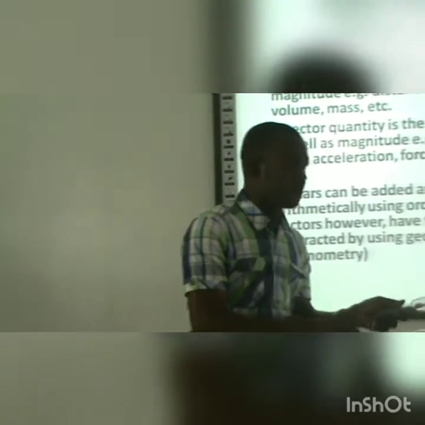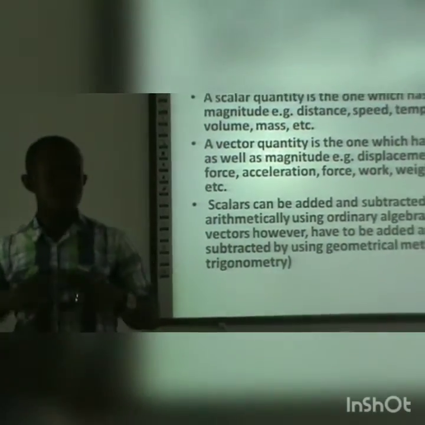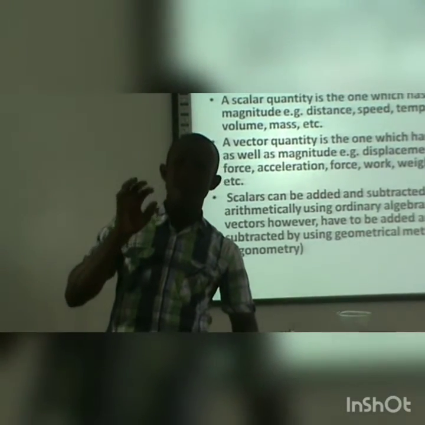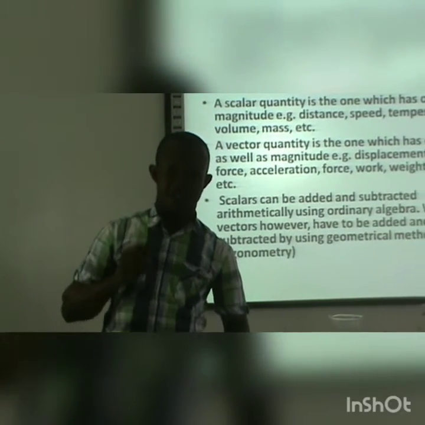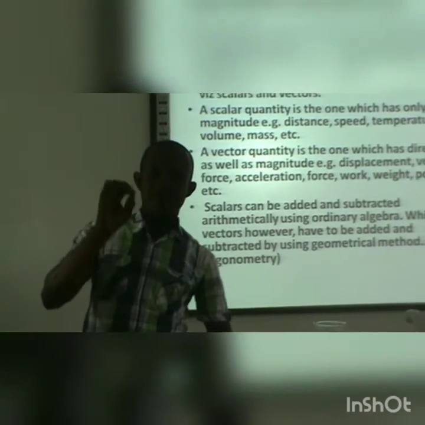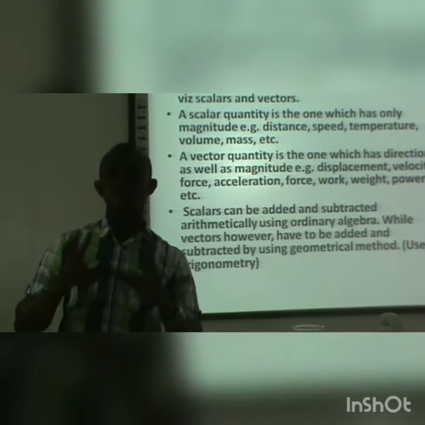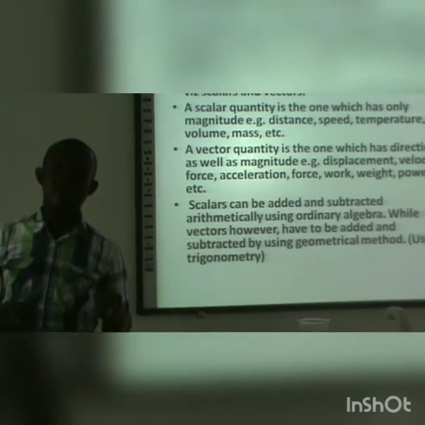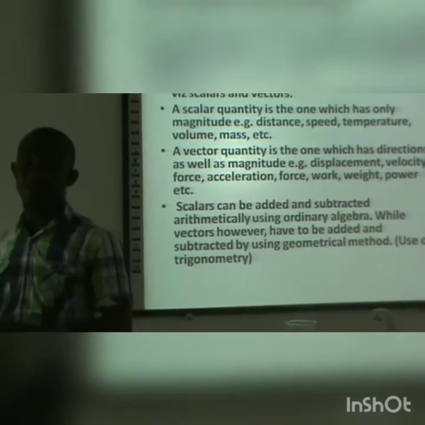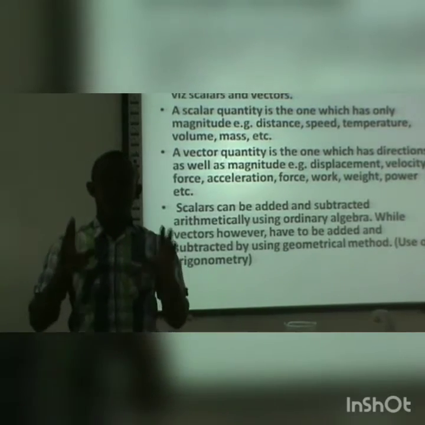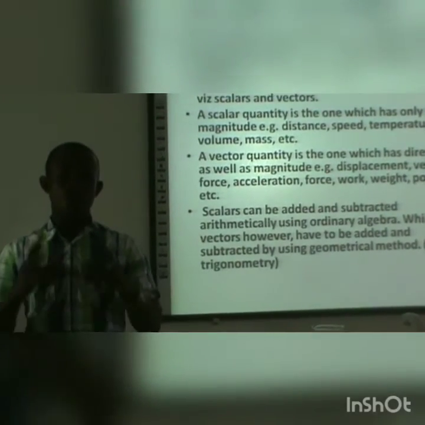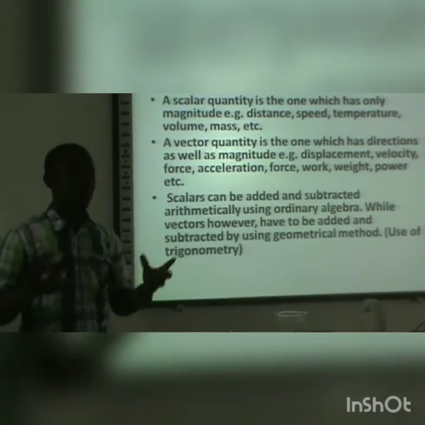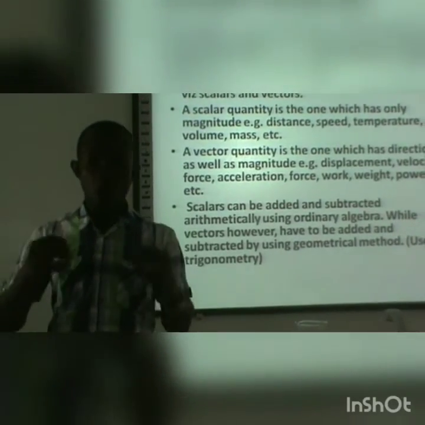Other examples of vector quantities are, we have acceleration. What is acceleration? Acceleration is the rate of change of velocity. And velocity itself is the rate of change of displacement. The displacement is the distance traveled in a specified direction. You can see that these three terms I've mentioned are related together, which means they are called vector quantities. Other examples are power, weight, and work.